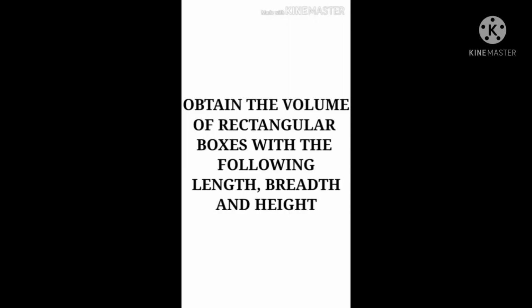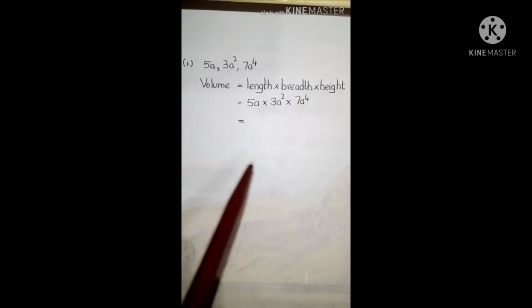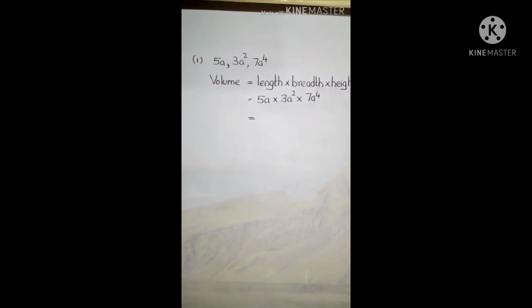Question is, obtain the volume of rectangular boxes with the following length, breadth and height respectively. The first question, 5a, 3a square, 7a raised to 4. Here, length is 5a, breadth is 3a square, height is 7a raised to 4. Multiply all the three, so you will get the volume. What is the volume of a rectangular box? Length into breadth into height. That is 5a into 3a square into 7a raised to 4.